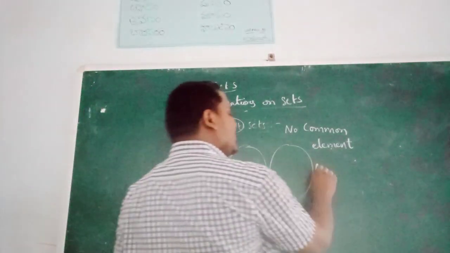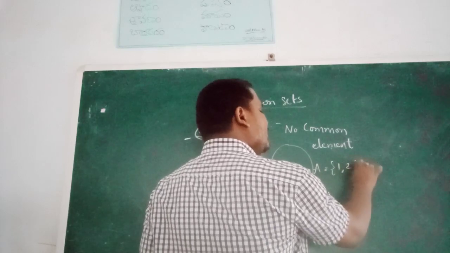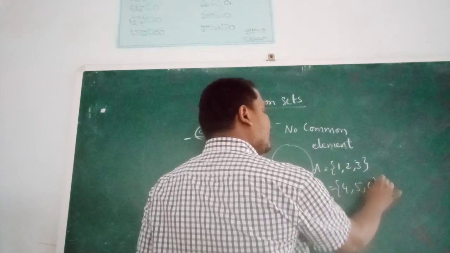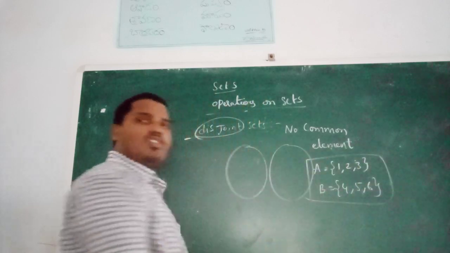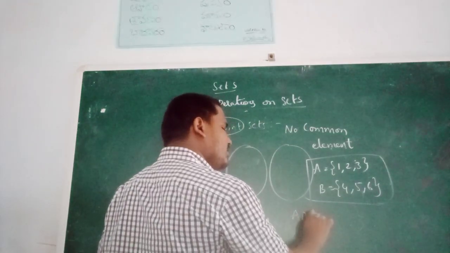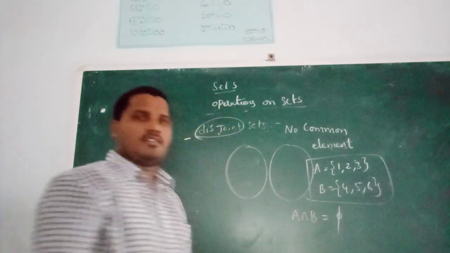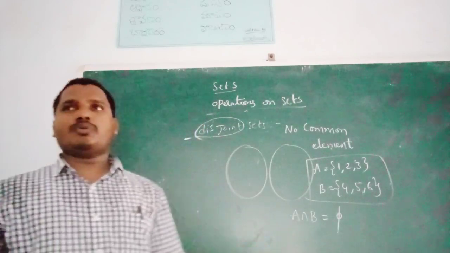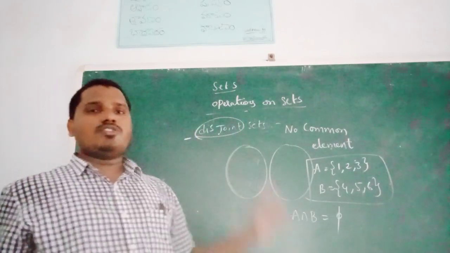Suppose A is equal to 1, 2, 3 and B is equal to 4, 5, 6. Here in set A and set B, there is no common element. A intersection B is equal to the null set. If A intersection B is equal to the null set, then those two sets are called disjoint sets.